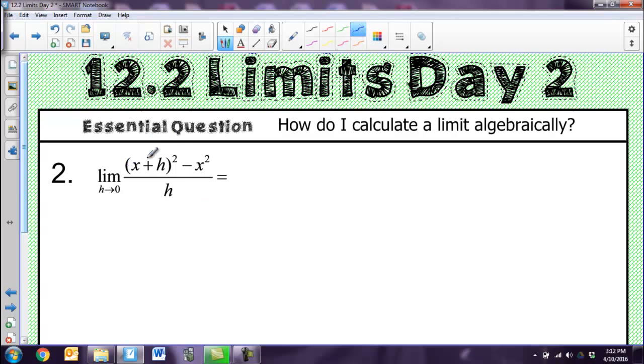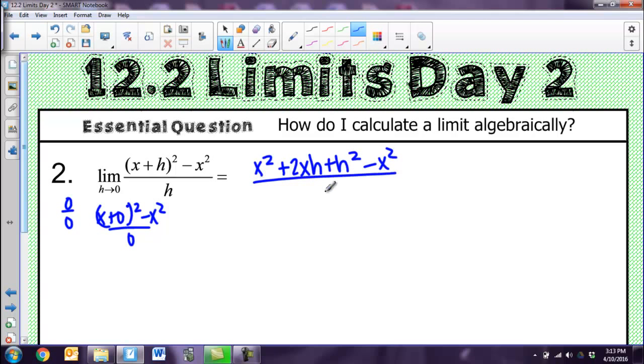So if I plugged in h is 0 into this equation, I would see that I would get x plus 0 squared, which is x squared minus x squared all over 0, and that would give me an indeterminate form of 0 over 0. So I'm going to try to manipulate my equation in such a way that I can find the limit. So if I FOILed this out, or used my box to FOIL this out, I would get x squared plus 2 times x times h plus h squared, and then minus x squared all over h.